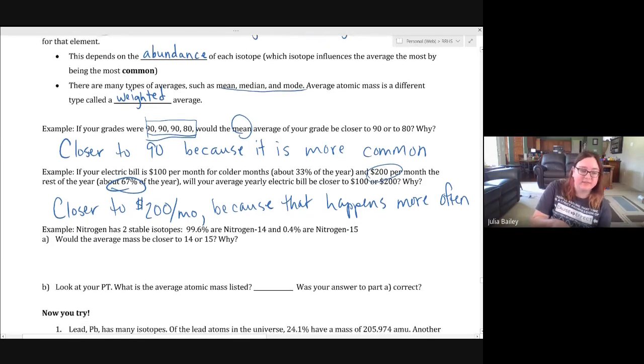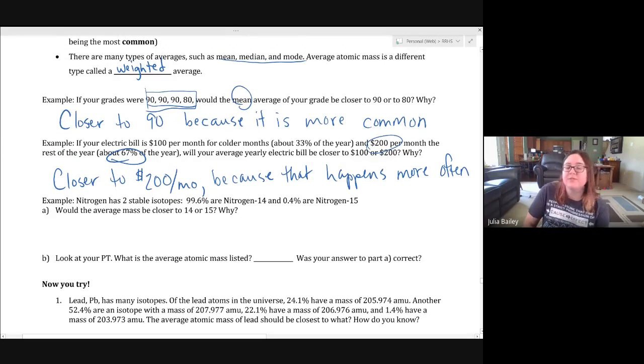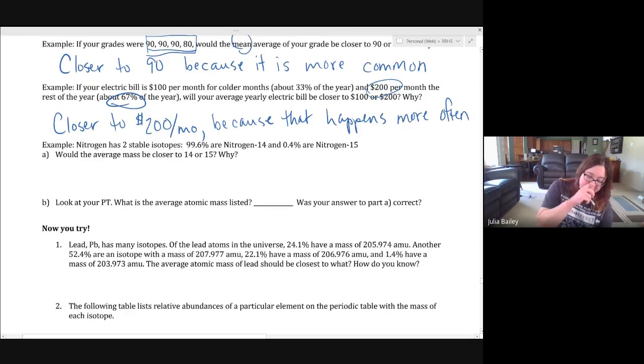Let's do an example that's actually chemistry, but I think you might be starting to see what we're getting at here. This average of 90, this average of 200, those are weighted averages. We could take the mean and figure out exactly what it comes out to be, but because there's something much more common in the data that keeps popping up over and over again, it's weighing the average down toward a certain value or up toward a certain value, depending on how you look at it. So let's look at a chemistry example.